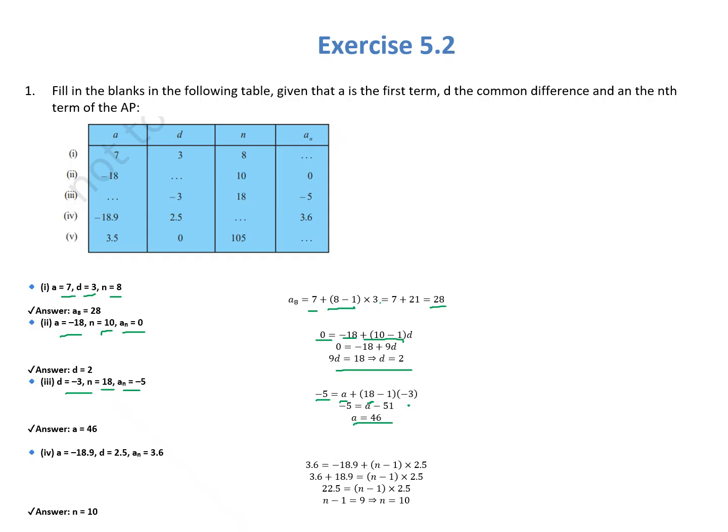In the next question, we are given A is equal to minus 18.9, D is equal to 2.5, and the nth term is equal to 36. So we have to find N here. We know that the nth term is equal to A, which is minus 18.9, plus N minus 1 into D. When we solve this, we'll get N is equal to 10. So N is equal to 10 in this question. We'll move to the next slide.